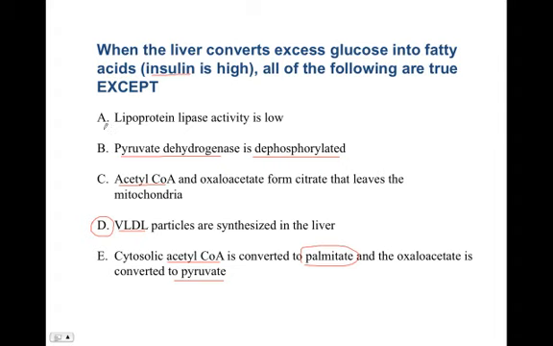Lipoprotein lipase activity is low. This is incorrect. Lipoprotein lipase, under levels of high glucose and insulin, would have high activity. This is an incorrect statement.